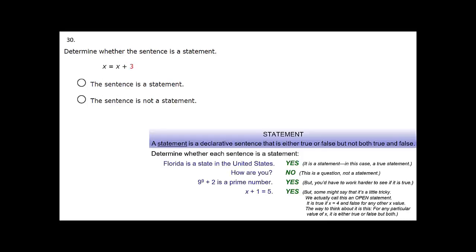And again, same thing. These are open statements, which means they're statements. The truth or falseness of them depend on what value you choose for X, but nevertheless, they are statements.